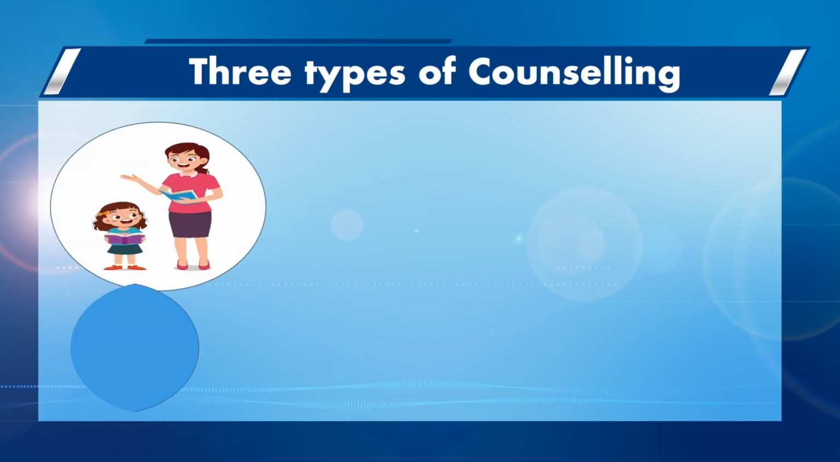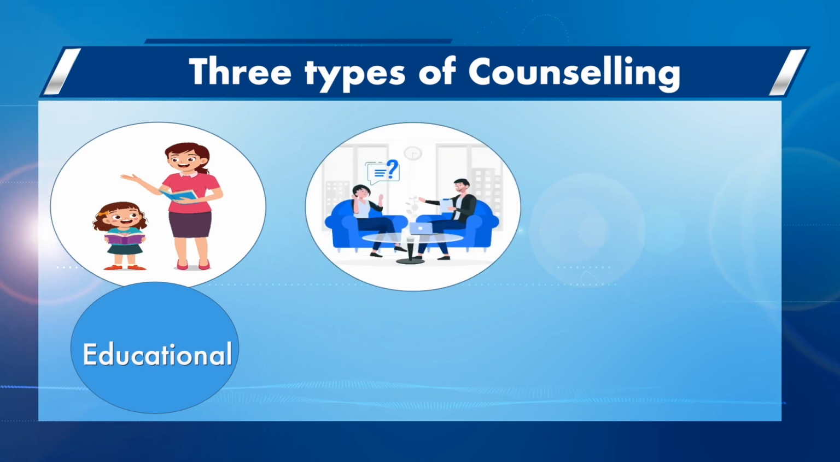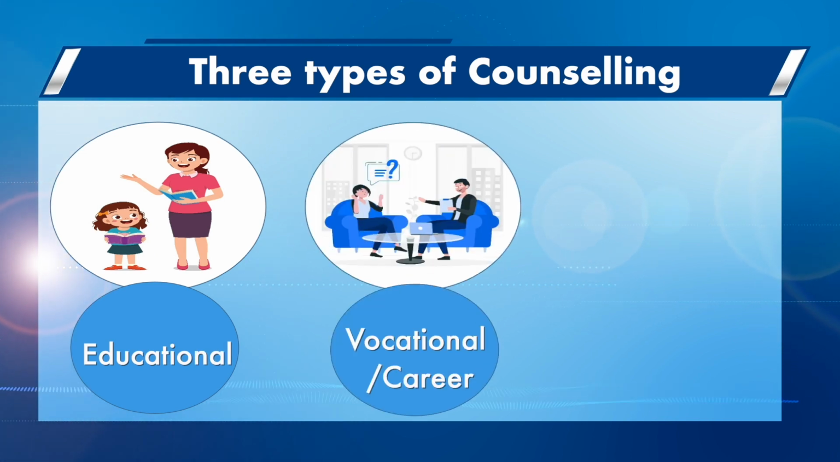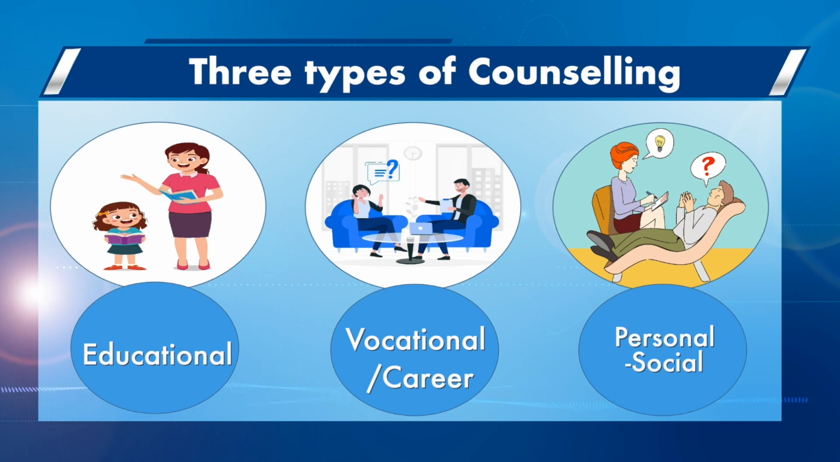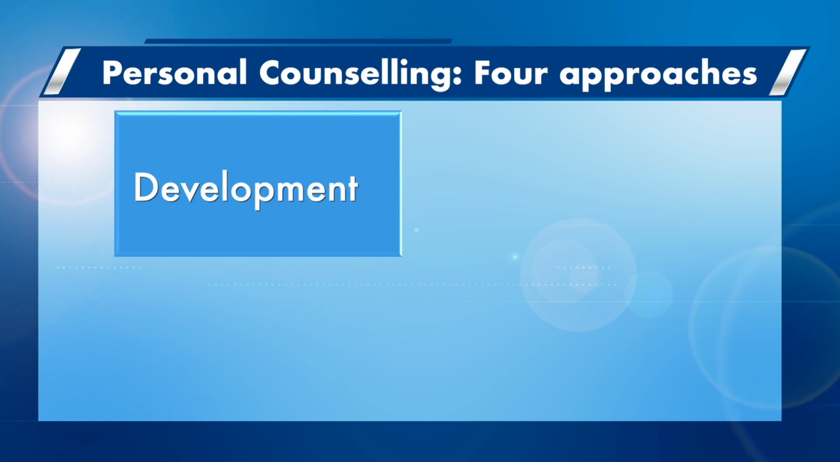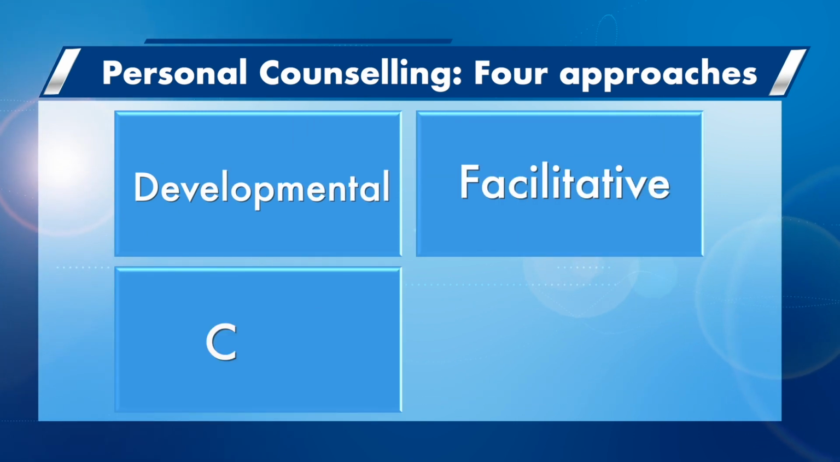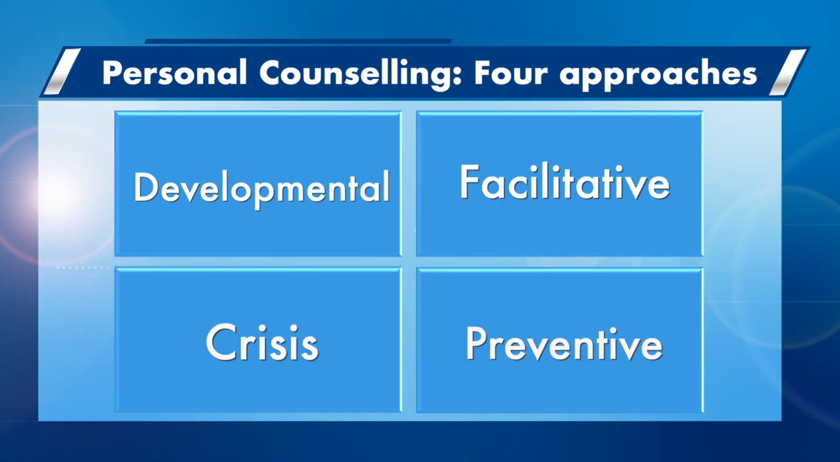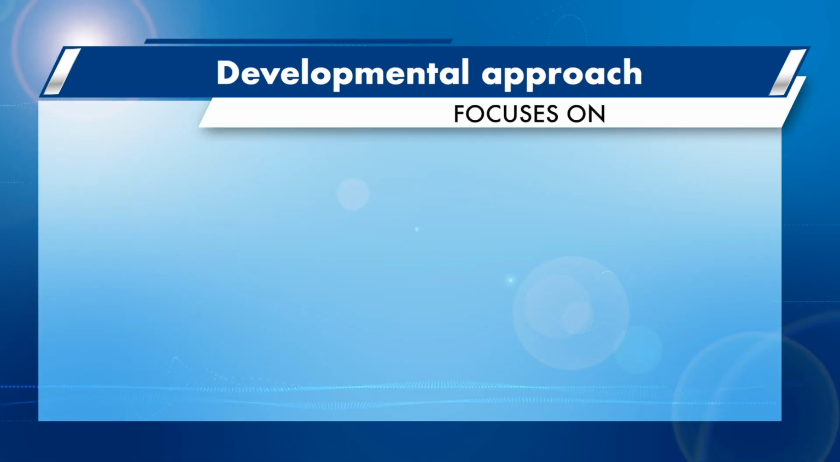Learners, as we discussed here, there are three broad types of counseling. One is educational counseling, second is vocational or career counseling, and third is personal social counseling. Now, within each of these types of counseling, there can be four approaches to counseling, depending on the focus of counseling, such as developmental, facilitative, crisis, and preventive. Let us discuss each of these.